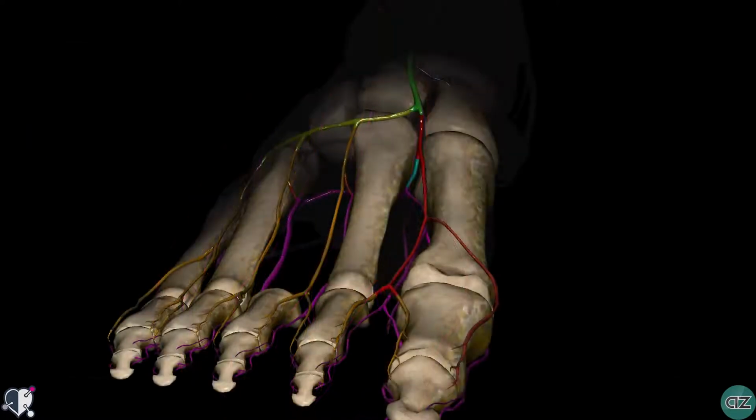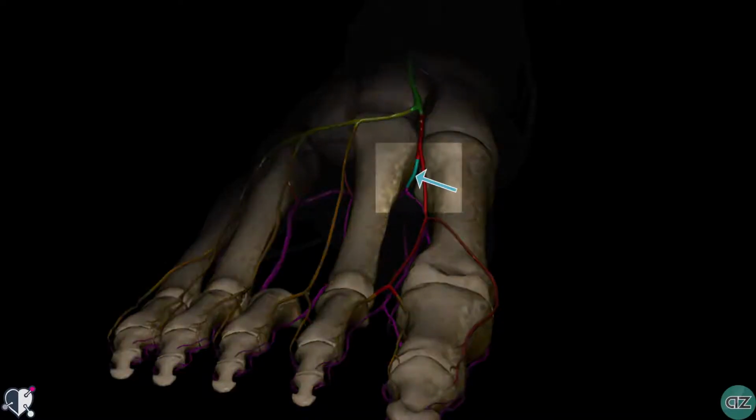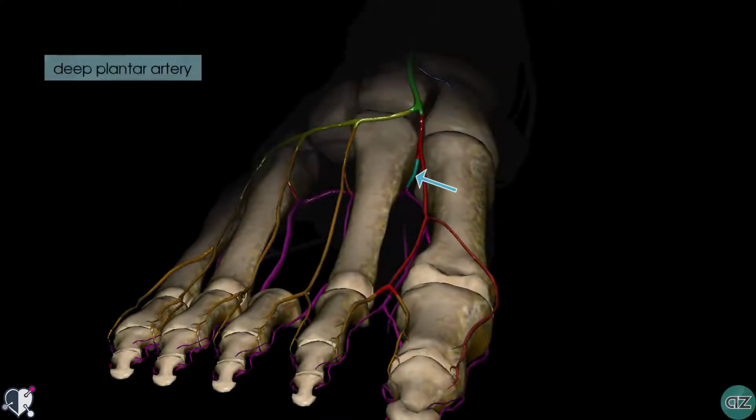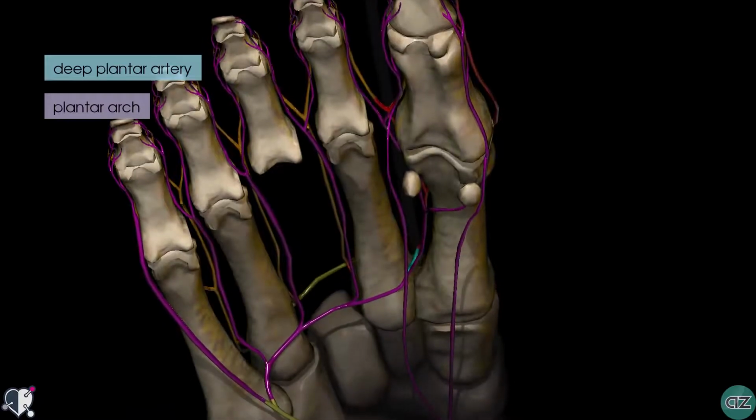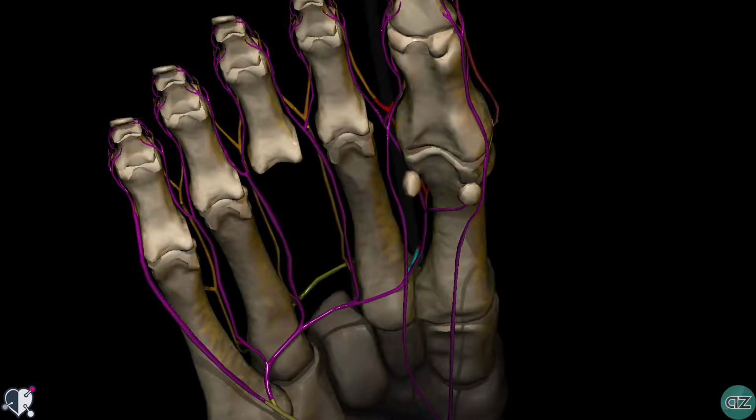I've just switched to a different view, and what we can see here is a branch of the dorsalis pedis artery which links it to the arterial supply on the plantar aspect of the foot. This artery is the deep plantar artery, and it connects the dorsalis pedis to the plantar arch on the plantar aspect of the foot. So let's take a look now at the branches of the posterior tibial artery which supply the plantar arteries of the foot.